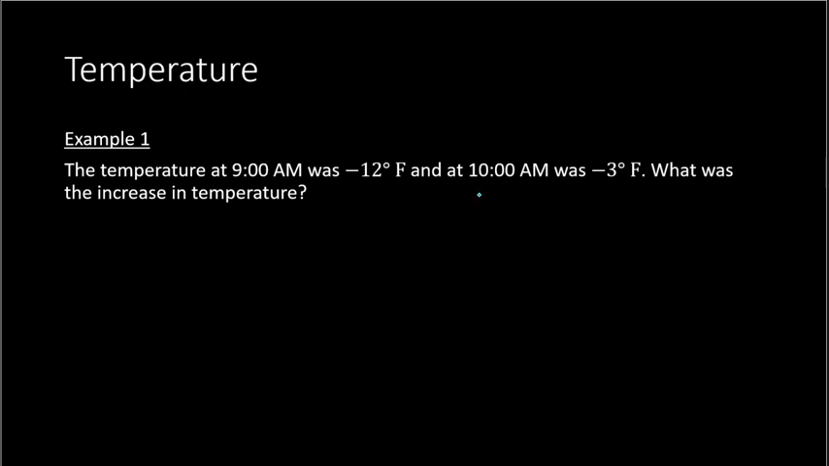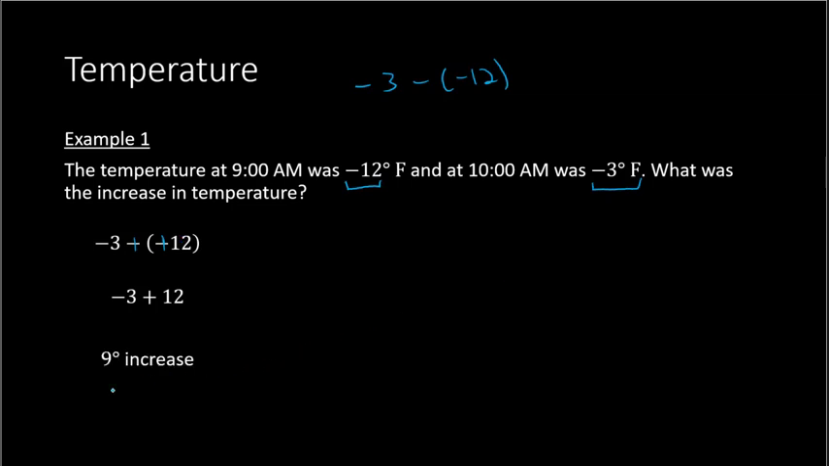So for this one, whenever you're trying to figure out the change in something, we start with the ending number, so where you ended up. So we start with a negative 3. We subtract that by the starting number, so that would be negative 12. So we take negative 3 minus the negative 12. And so when you subtract a negative, that makes a plus, so it's the same thing as adding the opposite. So we have negative 3 plus 12, which would be a positive 9. So that would be a 9-degree increase.